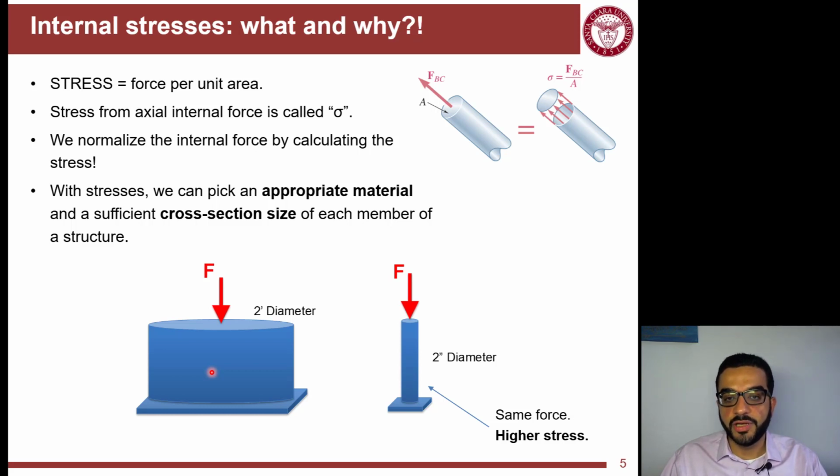With stresses, we can now do design of members. We can pick an appropriate material for this member, steel versus wood versus aluminum, and also a sufficient cross-section size. We can beef it up to the point that's just enough for withstanding the resulting stress. So it has very economical consequences. We don't want to put a lot of material in a cross section, and we don't want to pick a material that's too strong for this application.